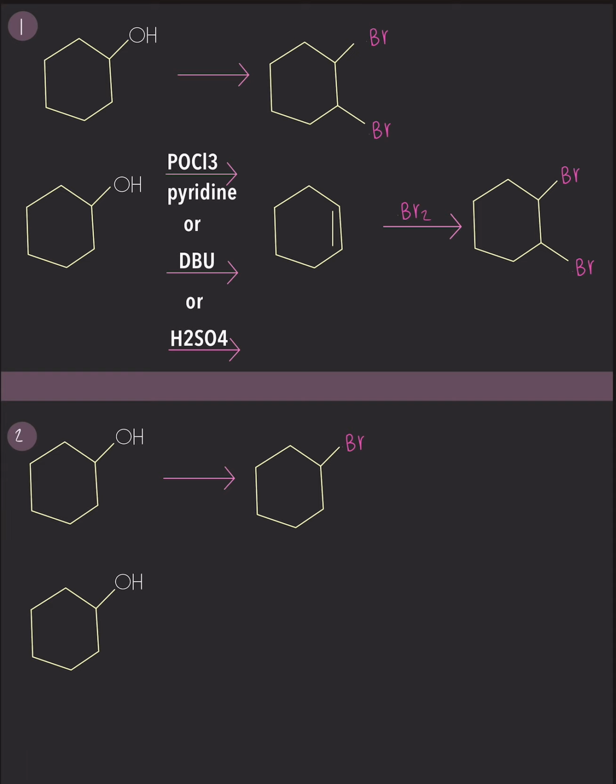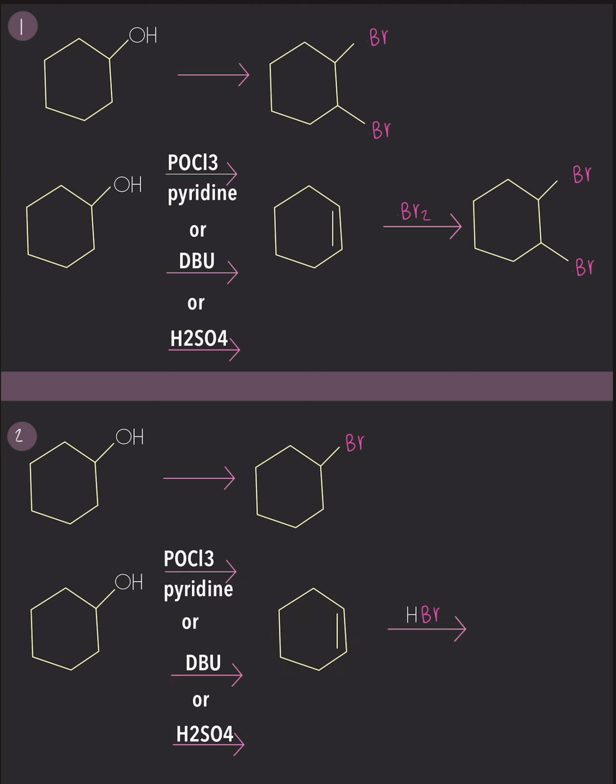Now, look at number 2. What could I do? Well, again, I could make an alkene. And once I make my alkene, then I could use HBr, and then again, I could have my Br.